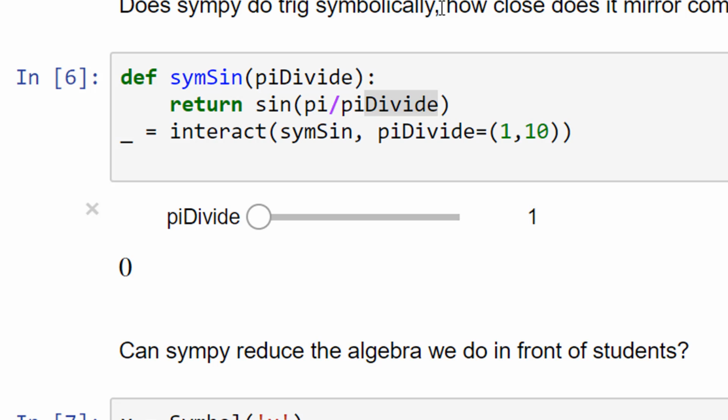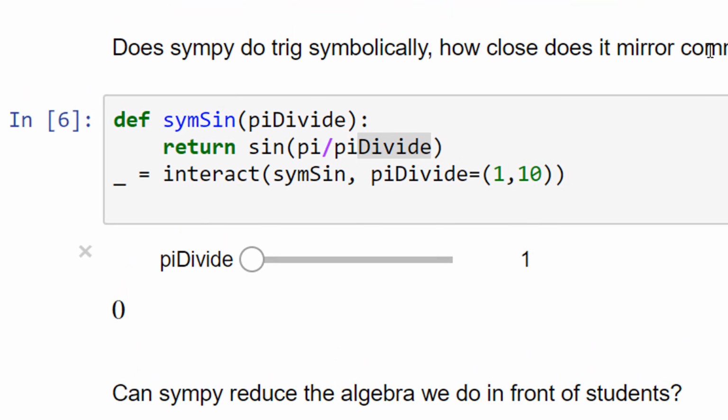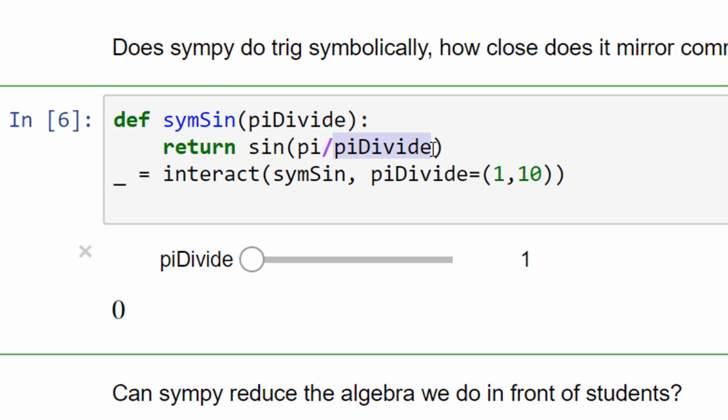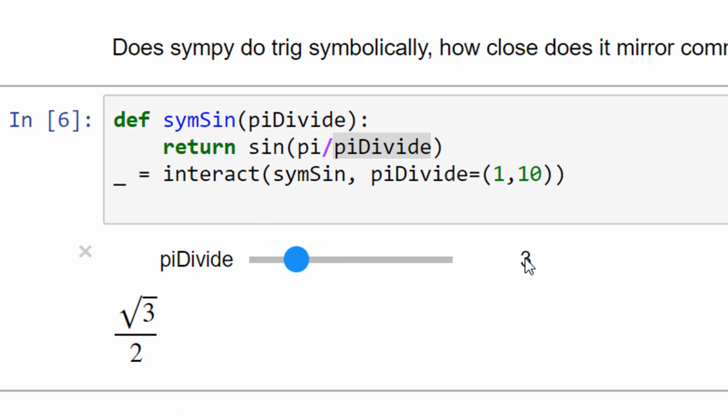Does Sympy do trig symbolically? How close does it mirror common practice? So let's start off with this number right here being 1. And the sine of pi, the sine of 180 degrees, is 0. Yeah. Pi divided by 2 is 90 degrees, and the sine of 90 degrees is 1. Pi divided by 3 is 60 degrees. And the sine of 60 degrees is the square root of 3 divided by 2. Yeah, I use that a lot.